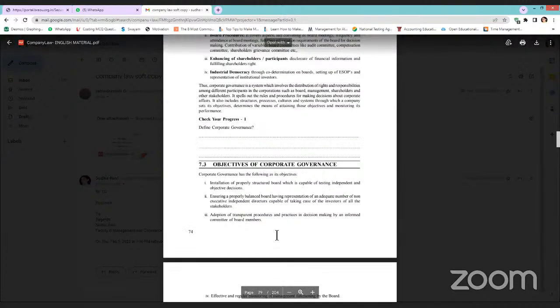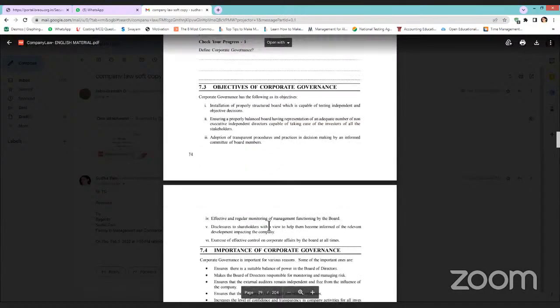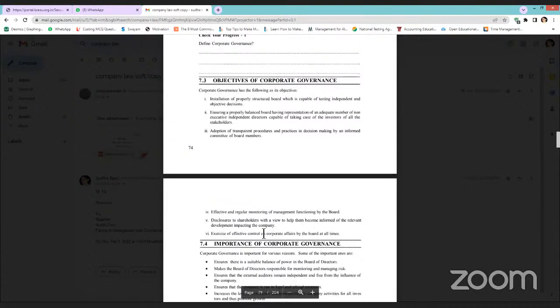So next one is objectives of corporate governance. Whatever concept we learned can itself be expressed as the objectives of corporate governance. The first objective is installation of a properly structured board, capable of taking independent and objective decisions. It means installing a proper board which can handle goals and policies on its own. A properly structured board means directors, managing directors, and their rights, duties, powers and authorities. If this is structured properly, these people are automatically able to work independently and take decisions effectively. So that's the main objective.